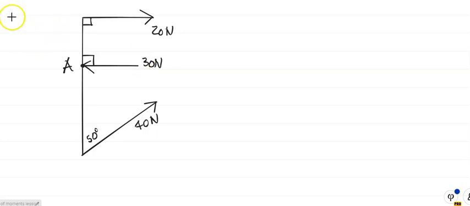This is example number 2. There we have a lever. Now let's call this lever CB. Lever CB, point of rotation is at A. The question is: determine the moments about point A.